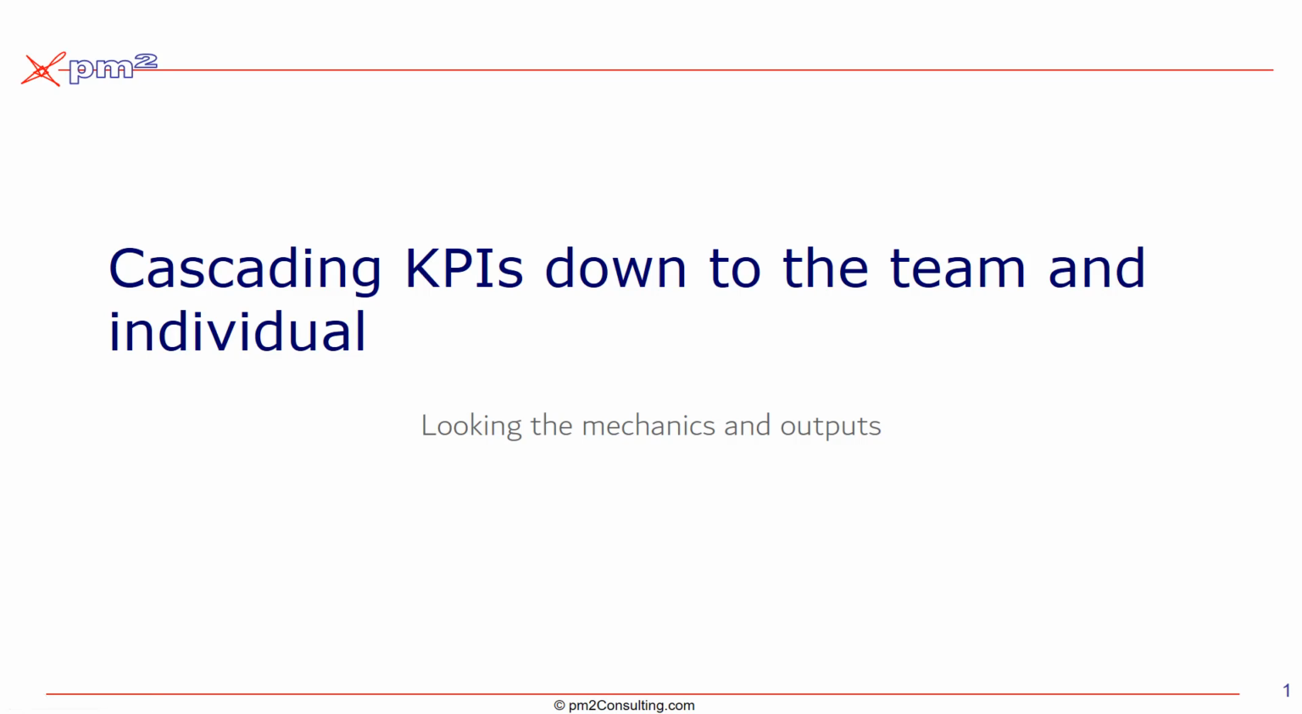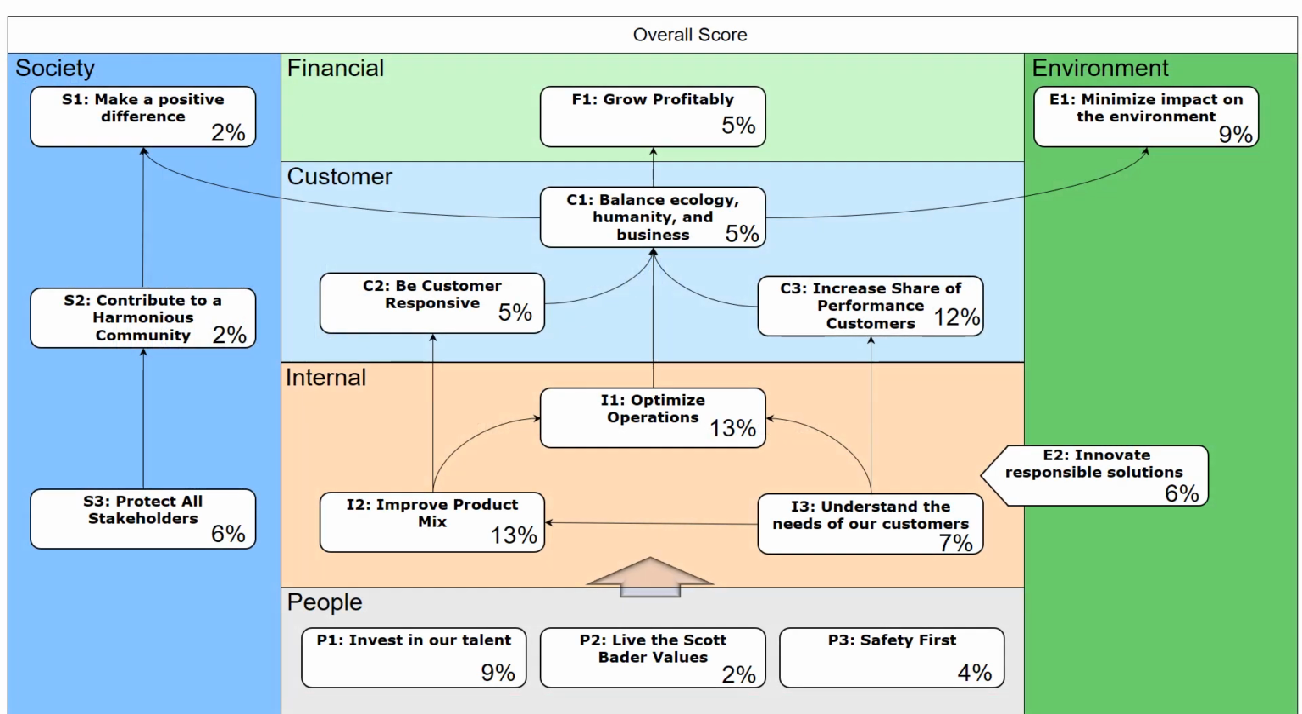This is a very quick overview of how we can take strategy and cascade it down to the team and individual level. There's a more detailed video on this if you want to understand more of the mechanics. So, as a quick reminder, we start off with a strategy map. We've captured the core strategic objectives and their priorities for the coming year.